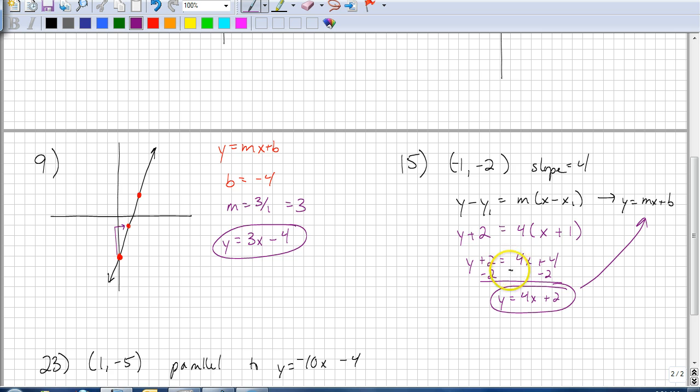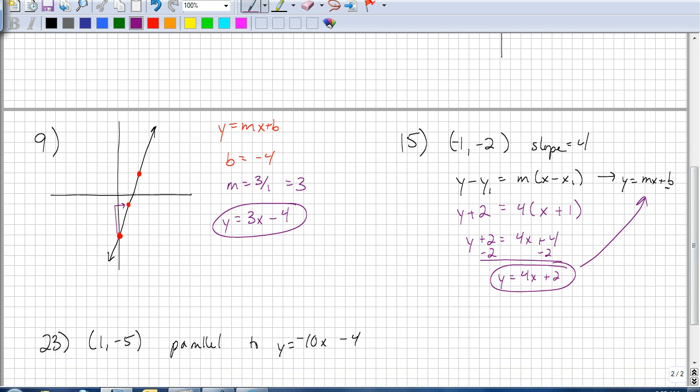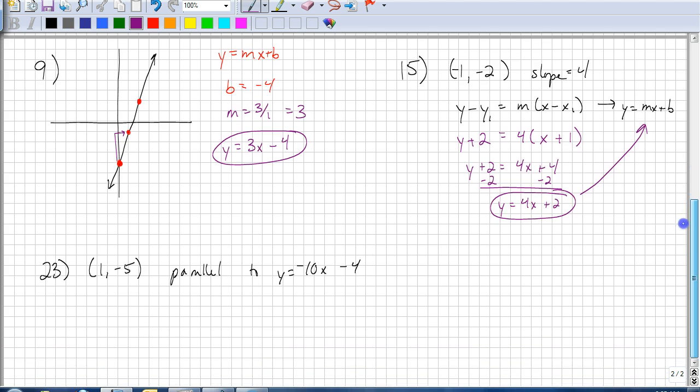In fact, that whole last page, you're going to do this same process. There's a section there where they give us 2 points. Remember, if they give you 2 points, you start by finding the slope. Pick one of those points, put them in point-slope form, and then do the work that we just did to get it in slope-intercept form.